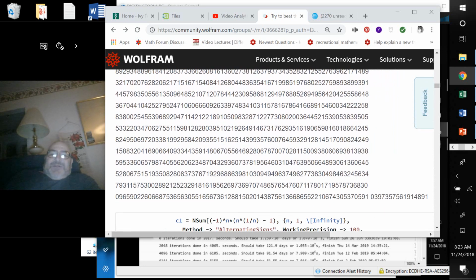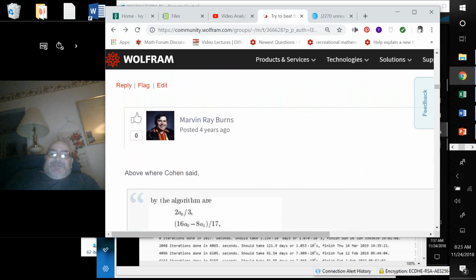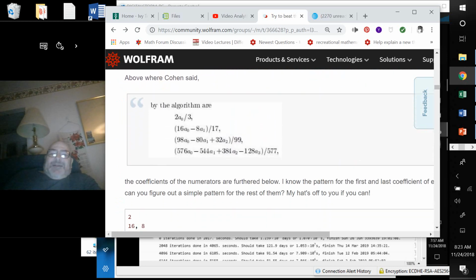So there's an approximation of the MRB constant. I used as a justification that the algorithm used by the MRB constant program, written by Cohen and two other mathematicians, was proven correct. He proves it correct in that paper. He proves his algorithm correct.